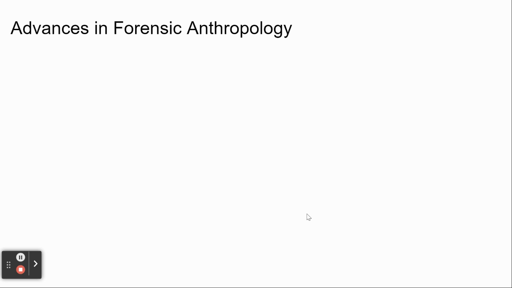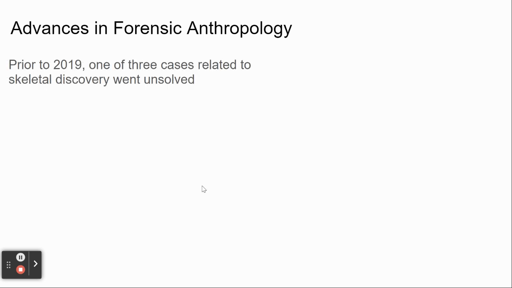All right, so advances in forensic anthropology. Prior to 2019, this is impressive, prior to 2019, one of every three cases related to skeletal discovery went unsolved, right? One in every three. So 33% of cases that involved skeletal remains, they couldn't say who it was, how it got there, those types of things, right?